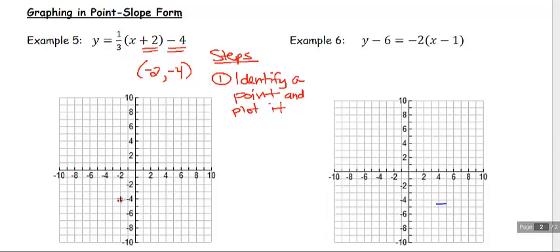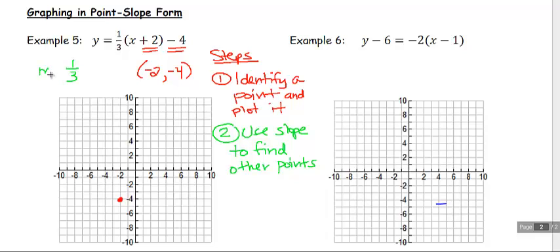-2, -4. Second step, use the slope to find other points. And when I say use slope, we like to have it as a fraction. So this 1/3, that's our slope. This is our rise or our change in y over the run or the change in x, right?